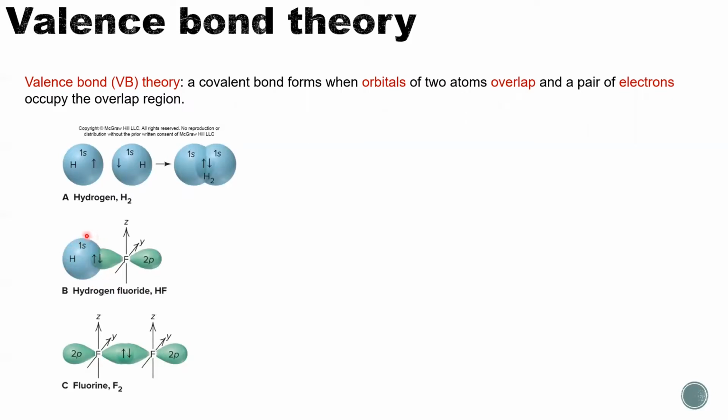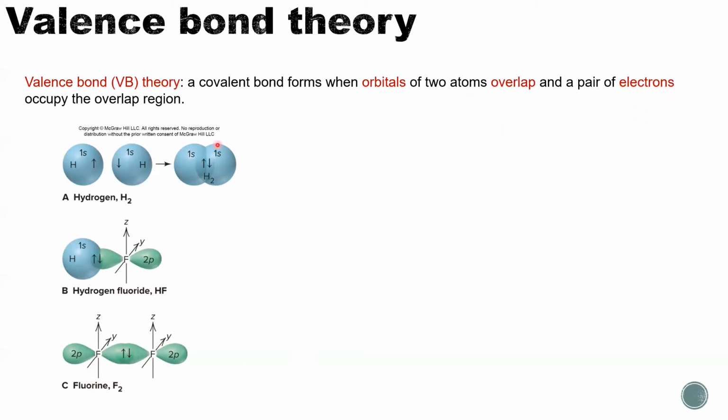Instead of two 1s orbitals, we have a 1s orbital from hydrogen and a 2p orbital from fluorine. Again, there is a section of overlap occupied with a pair of electrons contributed by the two atoms. We form a covalent bond here as hydrogen fluoride. And also in fluorine gas, F2, it is the same: there is an overlap of the 2p orbitals of fluorine.